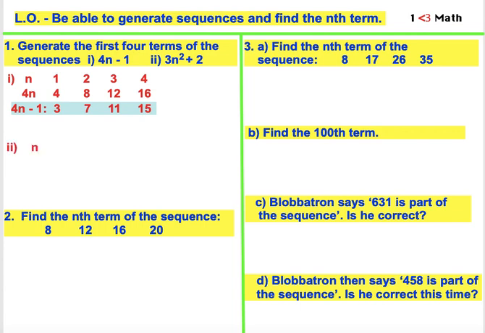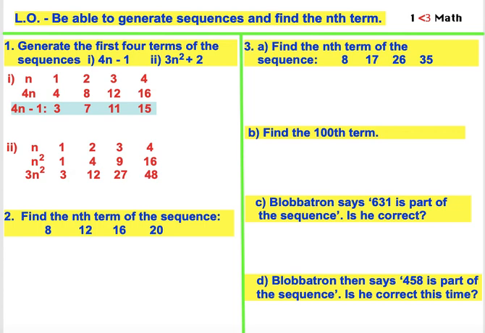Part 2 is 3n squared plus 2. So again, we're going to have our first 4 terms, term 1, term 2, term 3, and term 4. Following BIDMAS, we need to do the n squared part first. So we're going to work out n squared. 1 squared is 1, 2 squared is 4, 3 squared is 9, 4 squared is 16. So then we're going to do 3n squared. So we're going to multiply each of those numbers by 3. So we get 3, 12, 27, and 48.